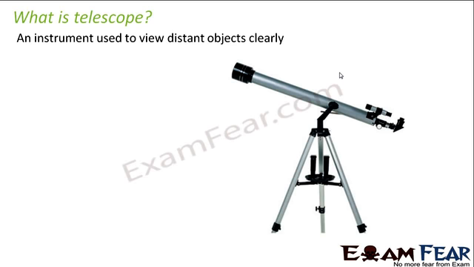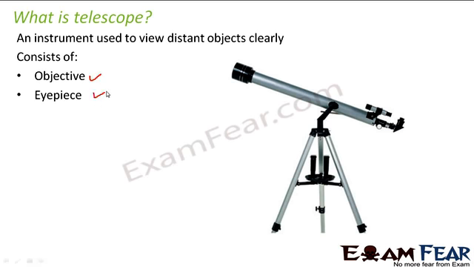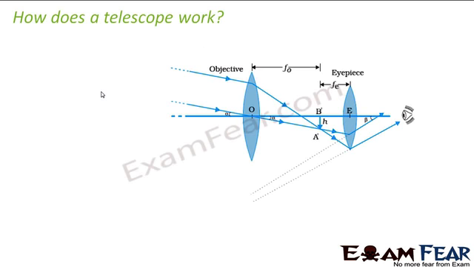The object from the lens would be almost at infinity. So what does it consist of? It again consists of an objective and an eyepiece, very similar to the compound microscope. But let us see how this arrangement is different here. In this case, if you see, it is just the opposite. The objective is larger and the eyepiece is smaller. So the objective has a larger focal length in this case, and the eyepiece has a smaller focal length.